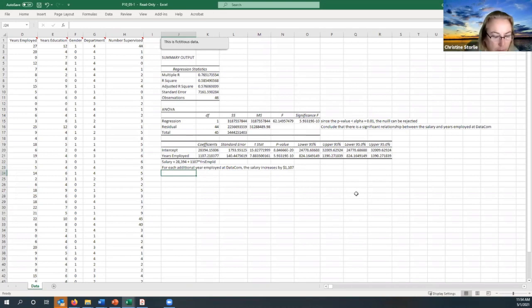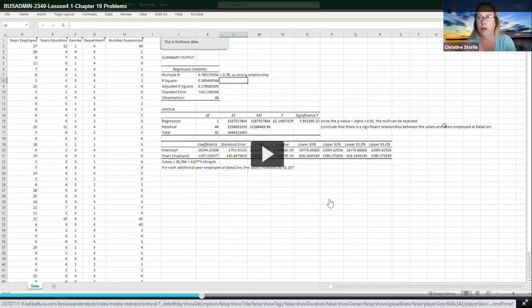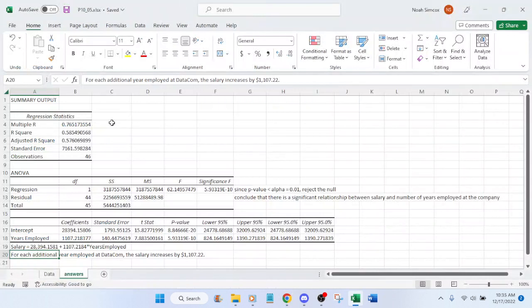Part B, how well does the estimated simple linear regression fit? Going back up here, Pearson correlation coefficient is greater than 0. Years employed had a positive correlation, greater than 0.7, so strong relationship.